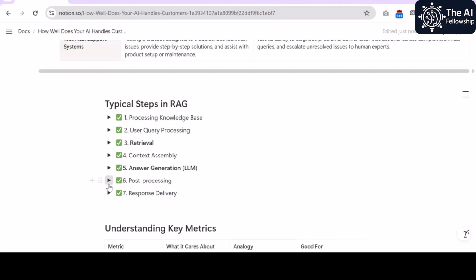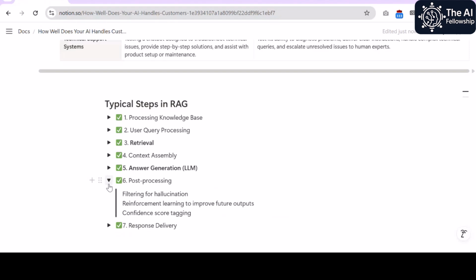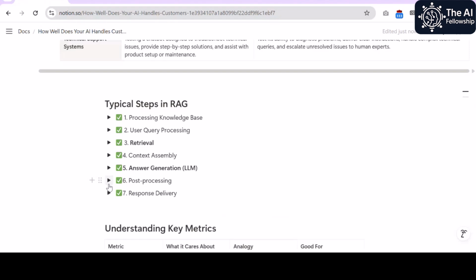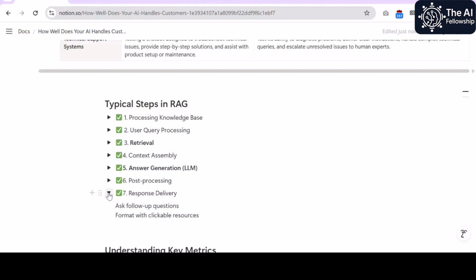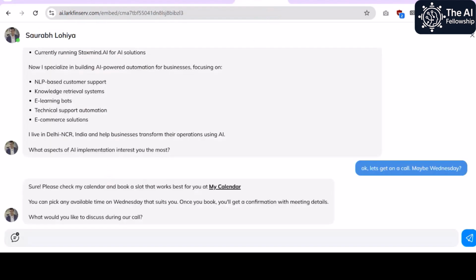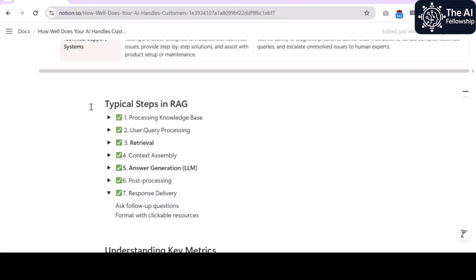Then after that, there is some post processing also. Typically, they'll filter for hallucination. All good chatbots would do this. And then there is response delivery as well. They should ask follow-up questions. Like I was showing you my own chatbot, at the end it was asking a follow-up question, like what do you want to know next. This step is also important. And it should format it. For example, it should give some clickable resources and all.